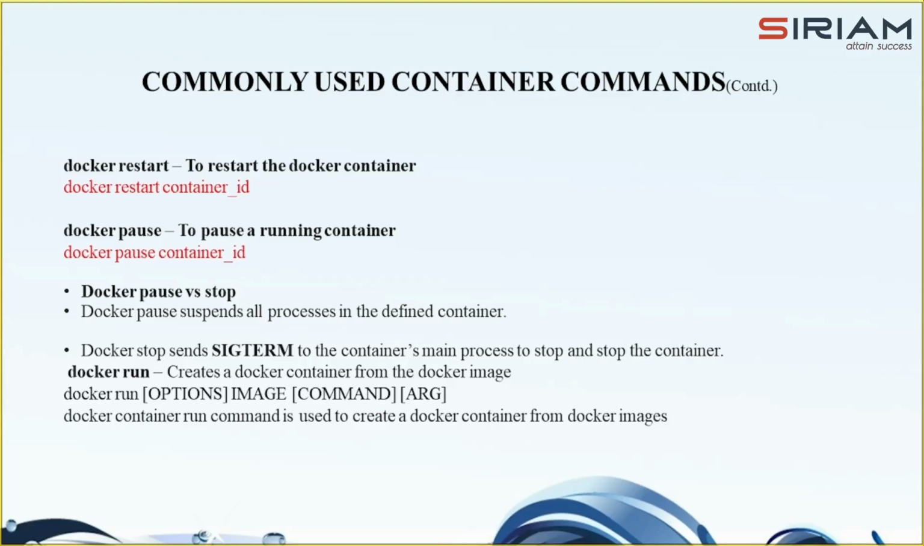Right? Next is docker pause. So docker pause pauses a running container. It suspends all the processes running in the specified container. This effectively halts the Docker container's execution, but it remains in a paused state, preserving its current state and resource allocation. Pausing a container can be useful for temporary suspension without stopping it completely. So what is the difference between docker pause versus stop?